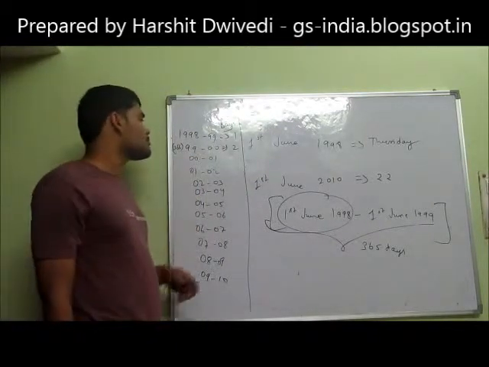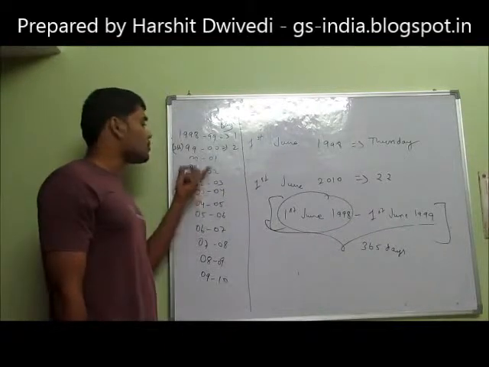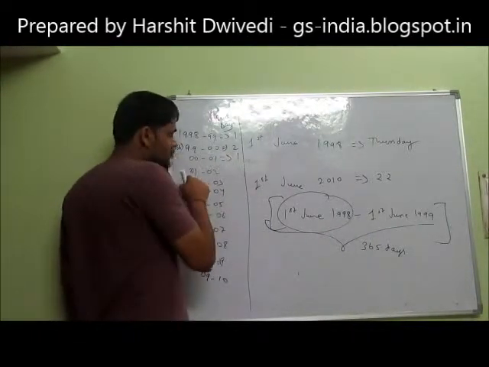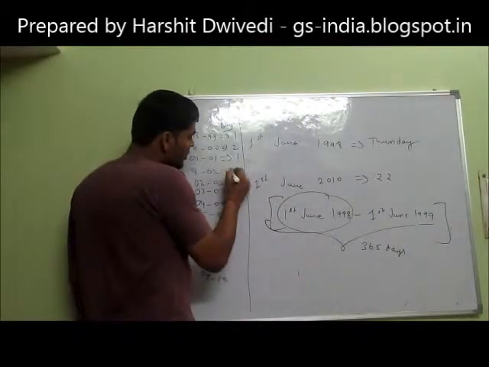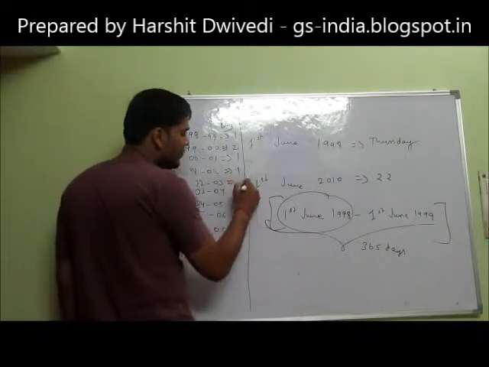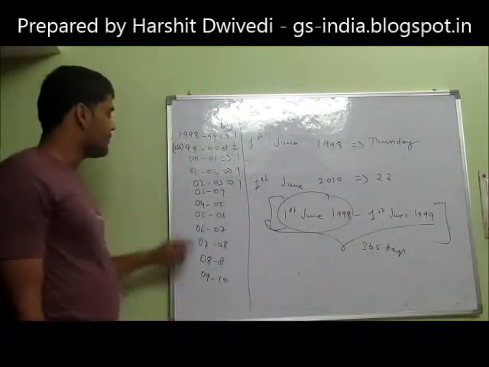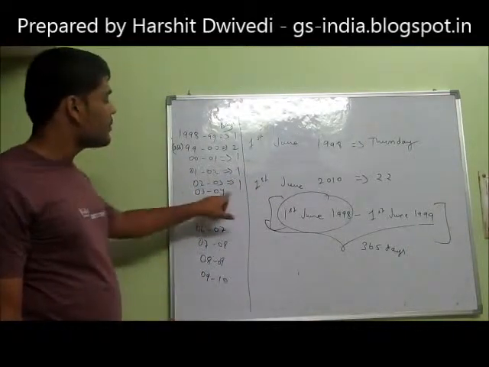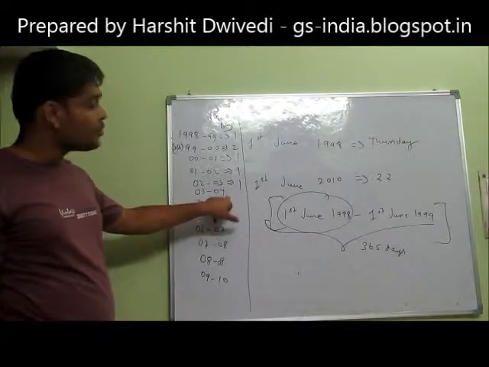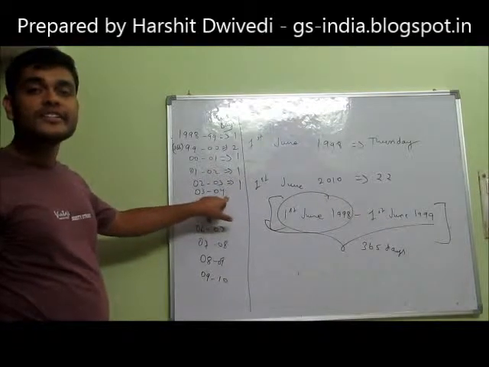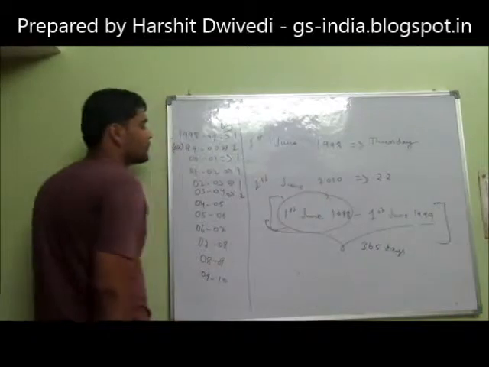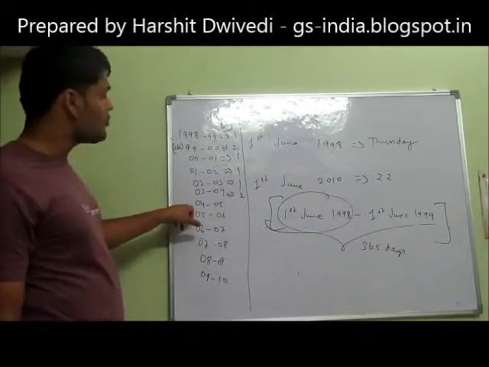Next, 1st June 2000 to 1st June 2001. Normal year, 1 odd day. 1st June 2001 to 2002, normal year, 1 odd day. 1st June 2002 to 2003, normal year, 1 odd day. 1st June 2003 to 1st June 2004. 2004 is a leap year, so 366 days. 366 days means 2 odd days. So this is 2.